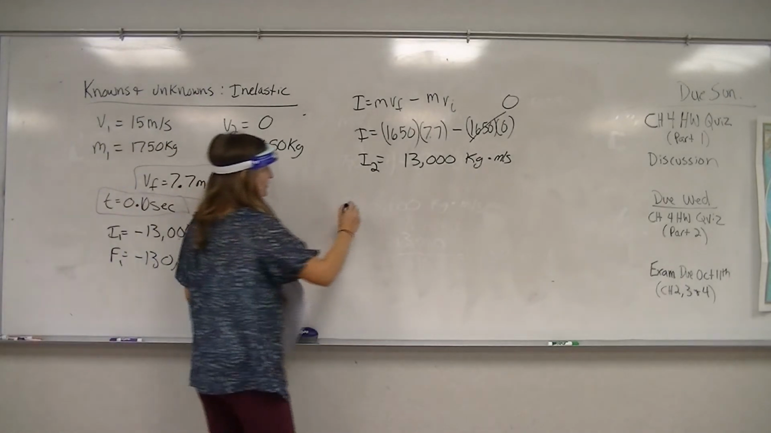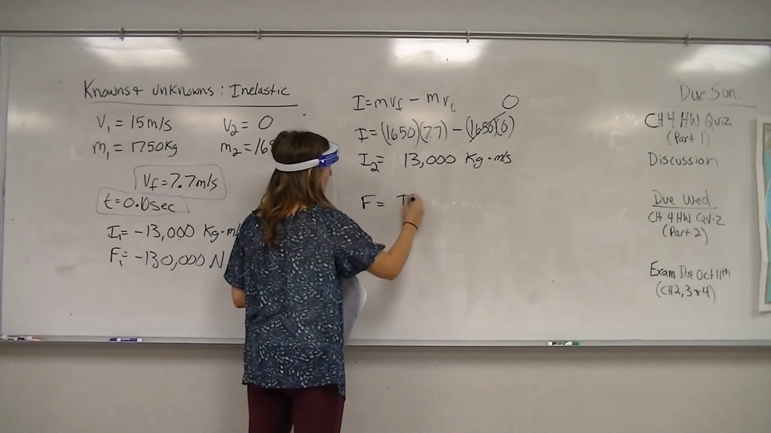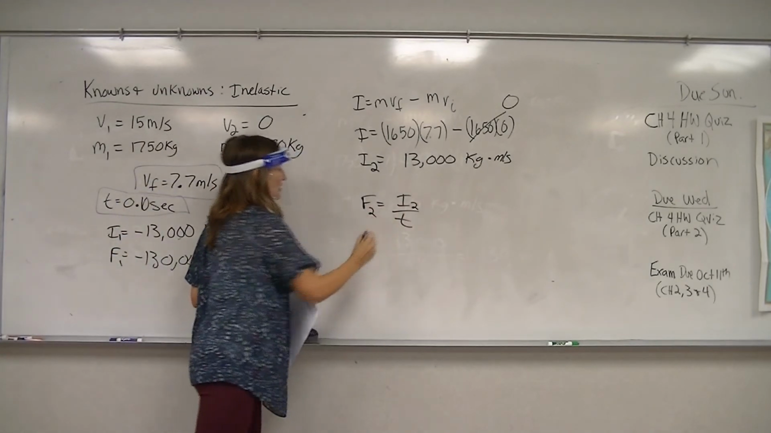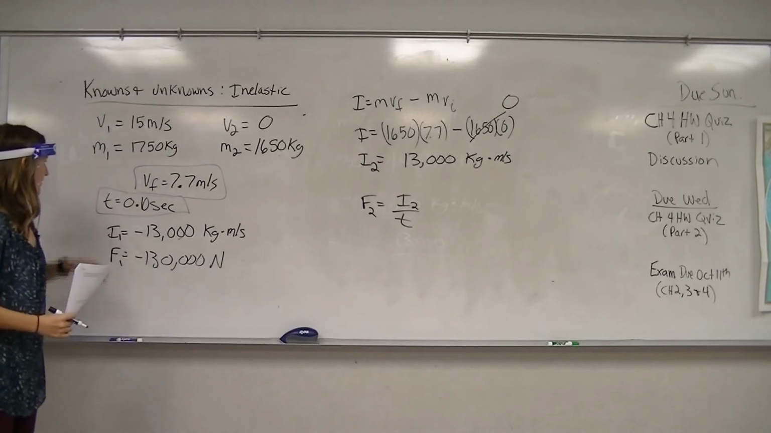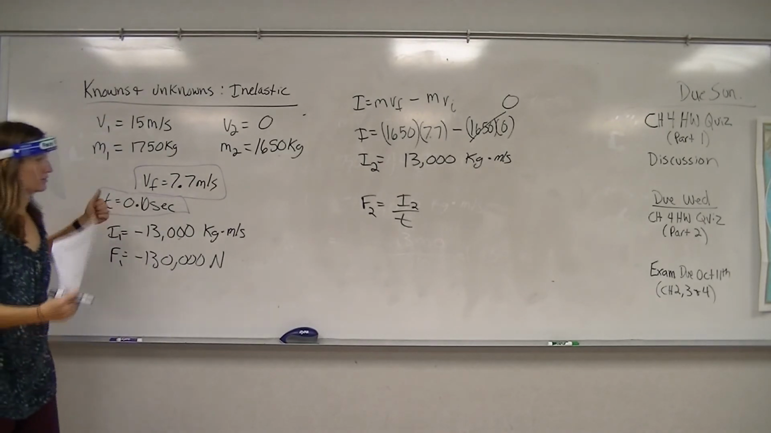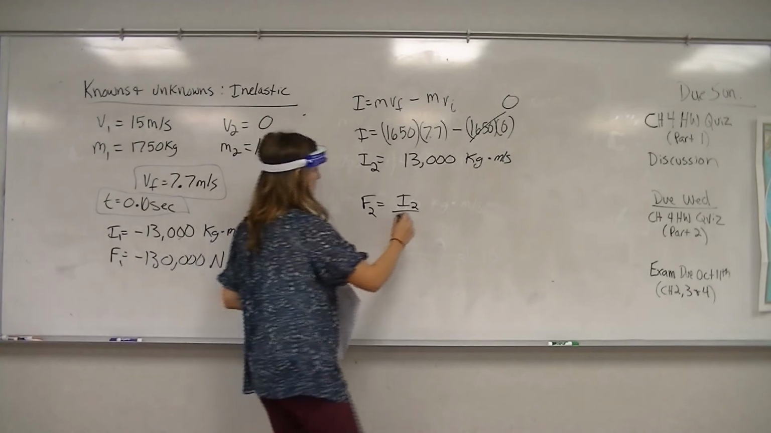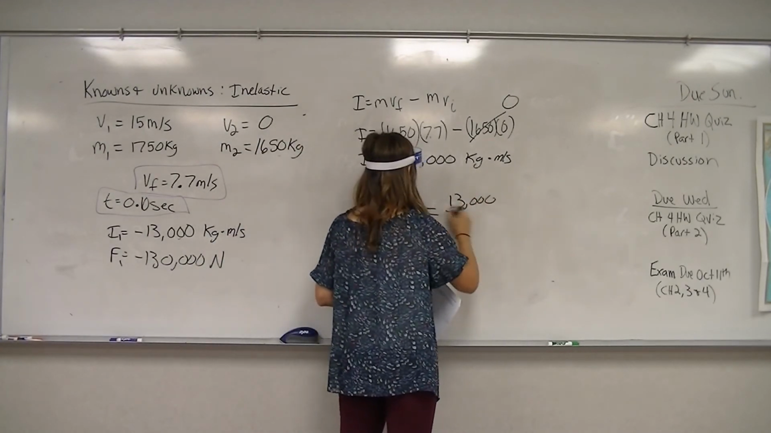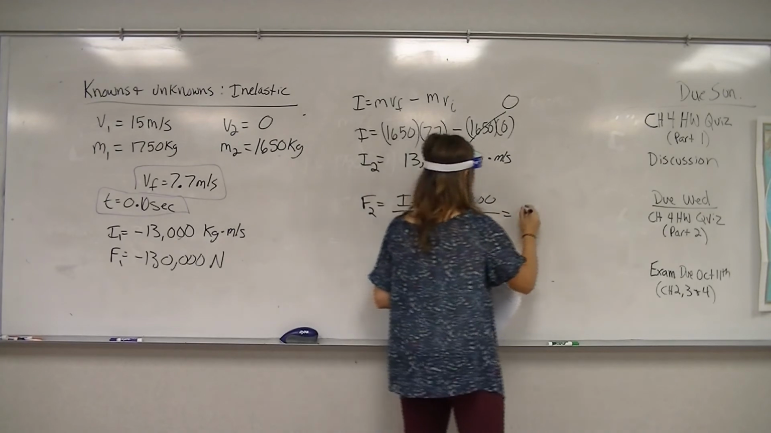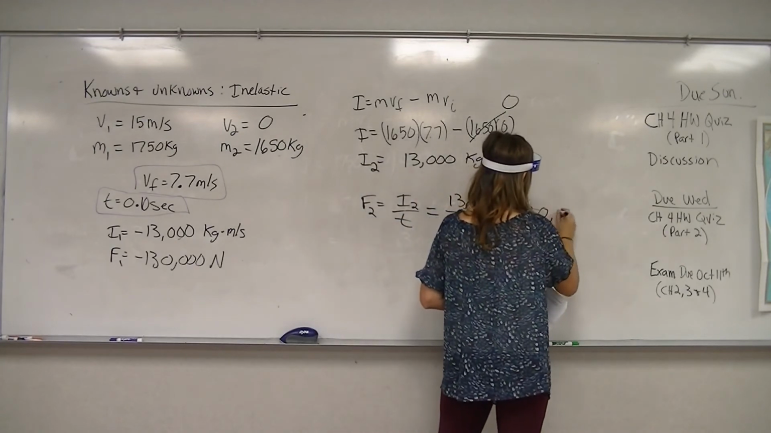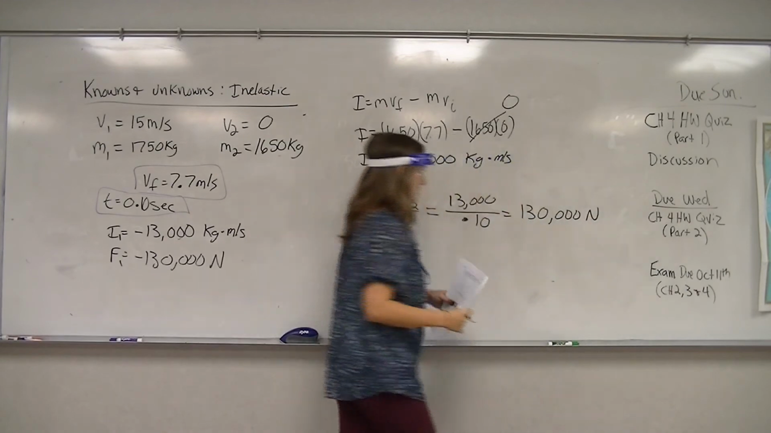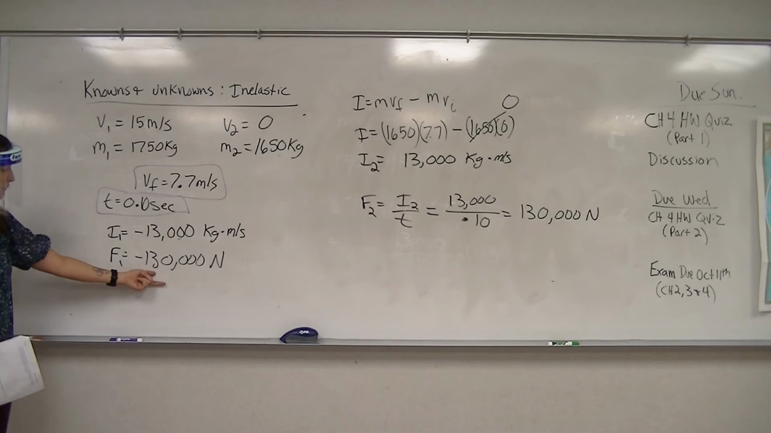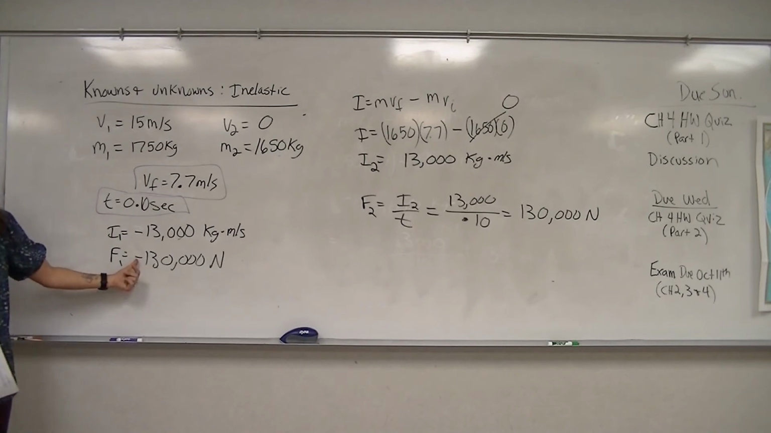So let's look at force. We said it is impulse divided by the time. So we're taking the impulse of car 2 to figure out the force of car 2. Dividing it by the crunch time. How long did that accident take place? What was the crunch time of the accident? So I2 was 13,000 divided by 0.1, and we get 130,000 newtons. So, same magnitude as the force of car 1, but opposite direction.